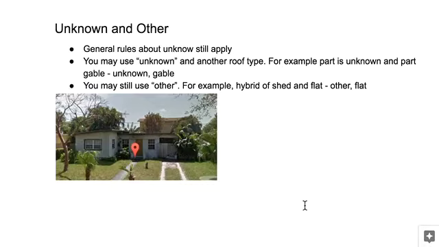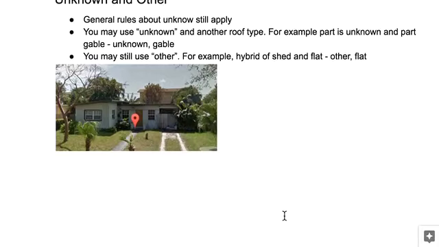Now let's look at when to use unknown and other. First of all, the general rules about unknown still apply. So for instance, if you see a picture that shows a piece of farmland or a parking lot, or the image is too blurry for you to tell anything, then you should label the entire thing as unknown.